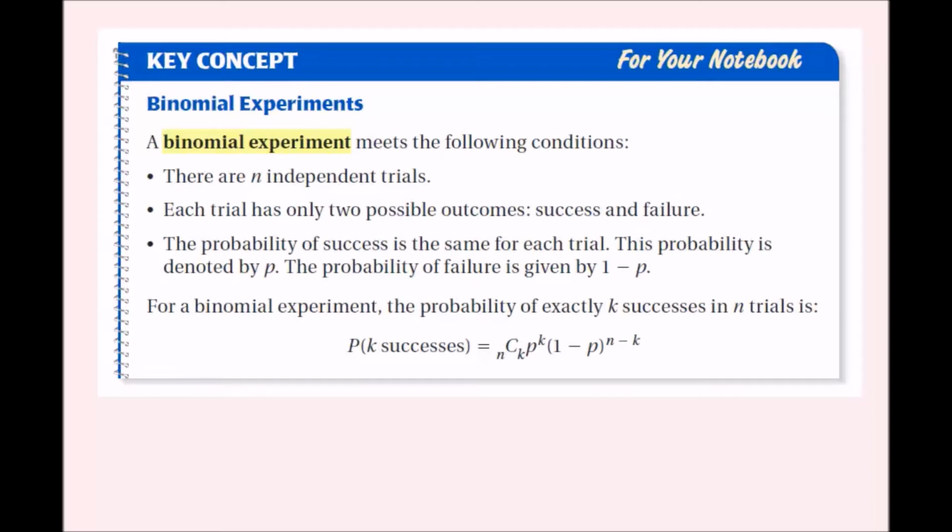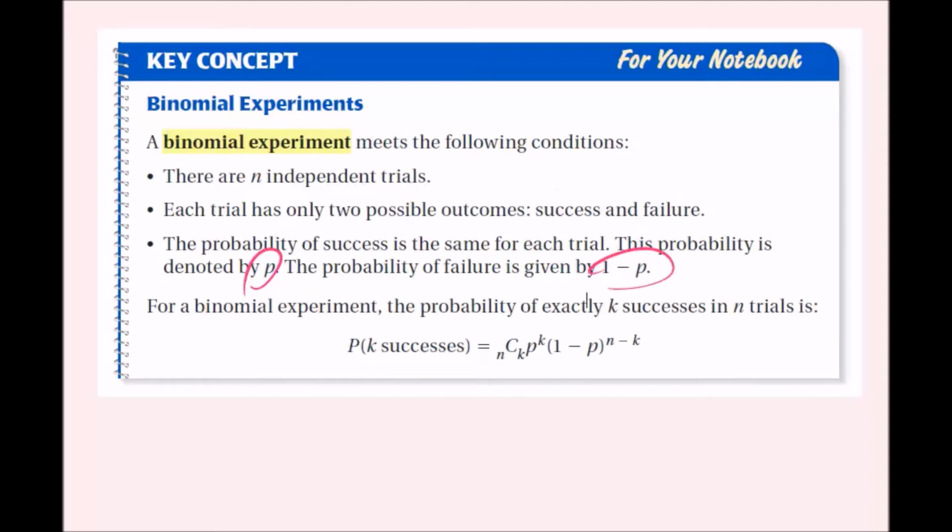The probability of success is the same for each trial. If the probability changes, you can't use this formula, but if, flipping a coin, you always have a 50% chance of getting heads, you can use this equation. The probability for successes is p, and the probability for failures is 1 minus p. So the formula looks like this.